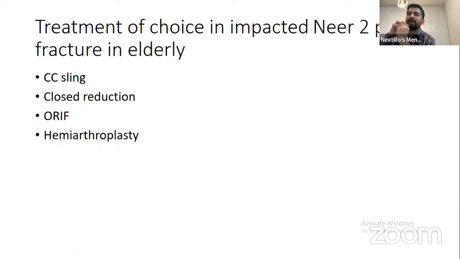Now, when these are impacted, there is a high chance of union of these fragments. And hence, an impacted Neer type 2 fracture in elderly might simply be treated by a collar and cuff sling, because these will usually unite and the functional result will be as good as any other treatment method.